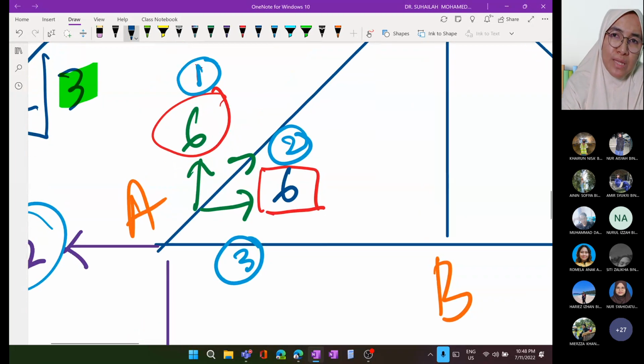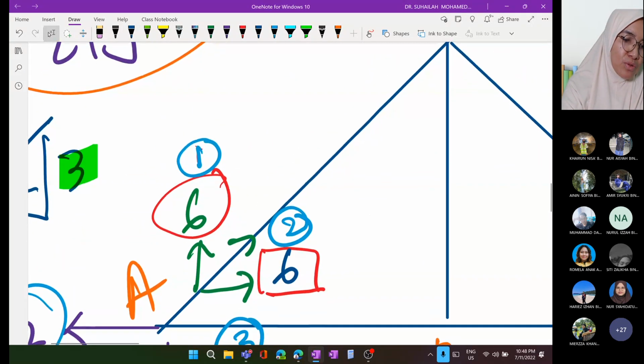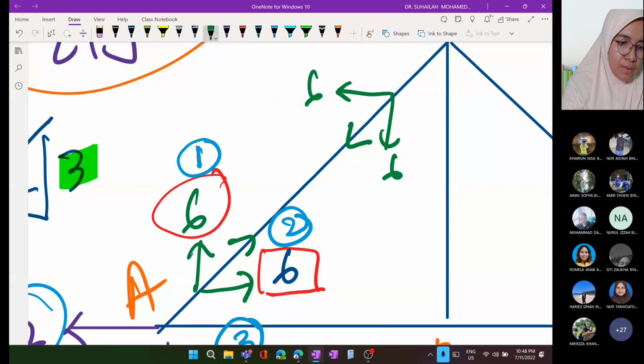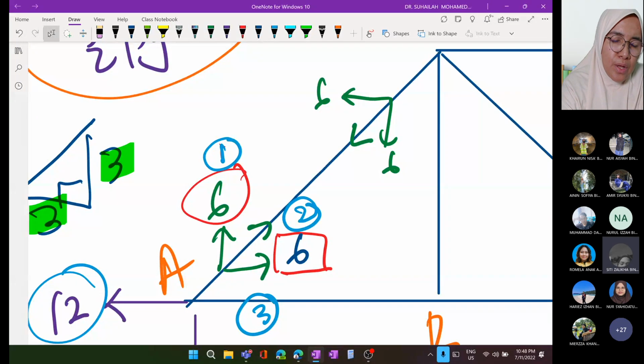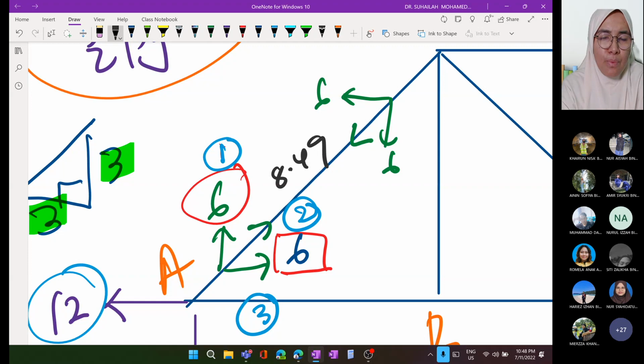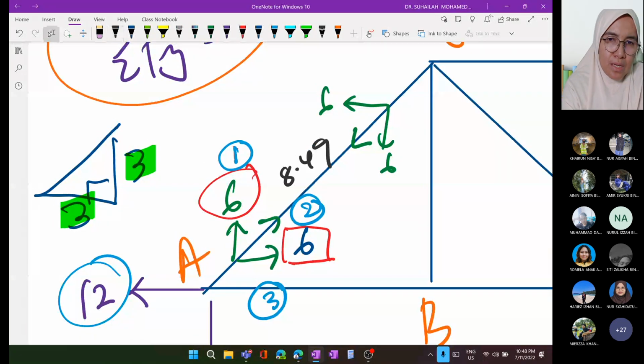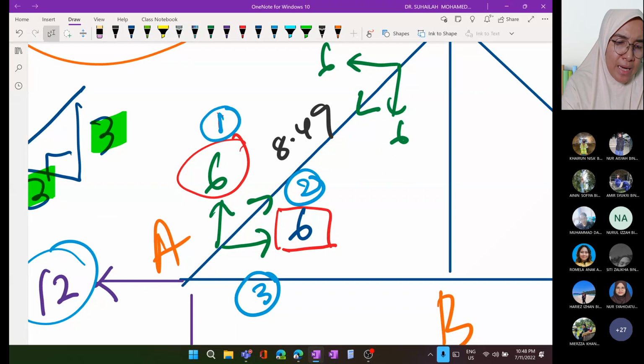And you have to find the hypotenuse so that you will know the member force for AE, the hypotenuse. For 6 and 6, the hypotenuse, what is the answer? 6 square plus 6 square square root, hypotenuse. So what is the value? 8.49. Okay, now. Tadi number 1 kita dapat 6. Number 2 kita dapat 6. Number 3, what is the answer?